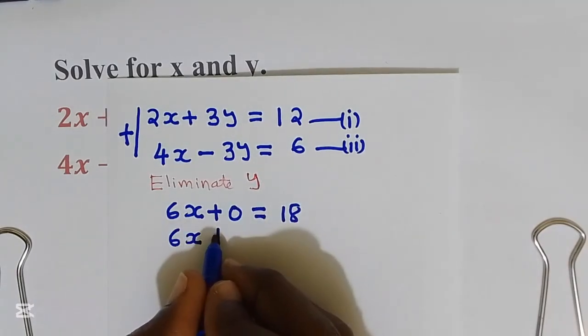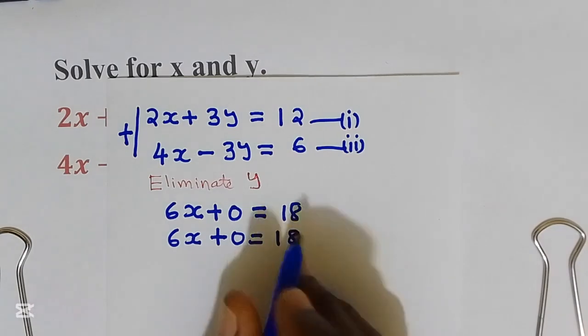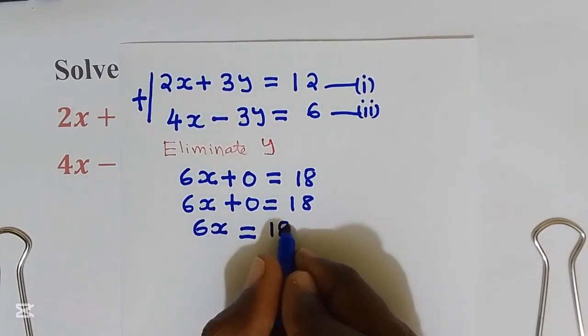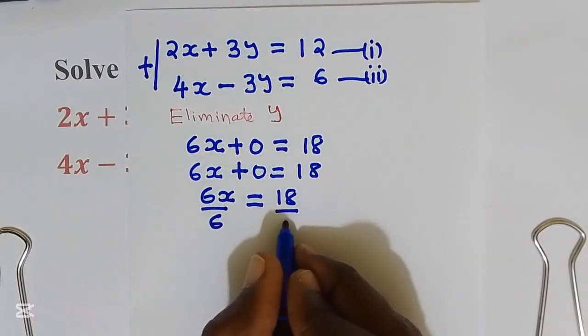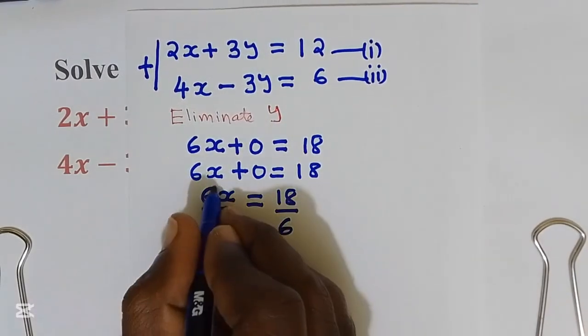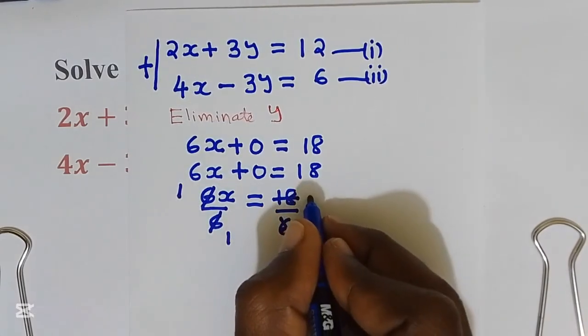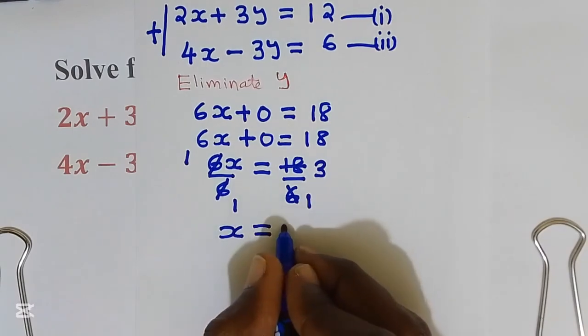6x plus 0 is equal to 18. That is 6x is equal to 18. I'm going to divide by 6 on both sides. I got 3. The value of x is equal to 3.